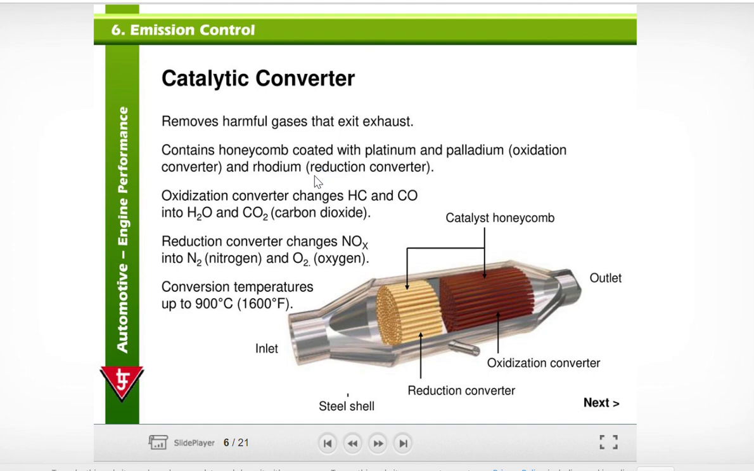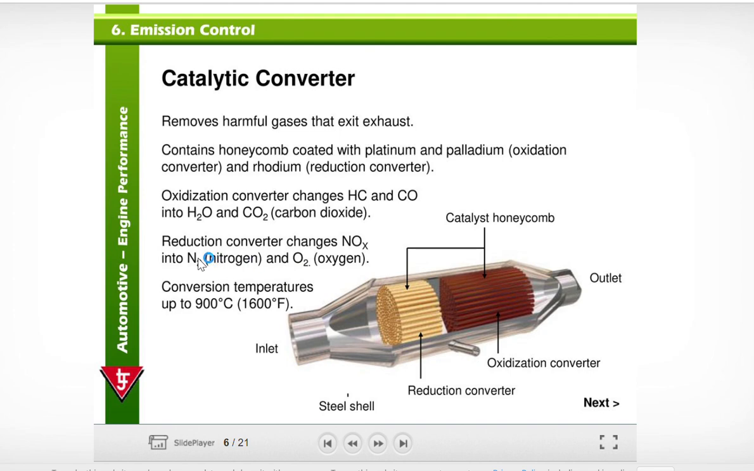So what we have here is what we call a three-way catalyst, because it is able to do about three functions. The air comes in from the left, moving towards the right, and the first catalyst that we find here is the reduction catalyst. Now, the reduction catalyst reduces oxides of nitrogen.